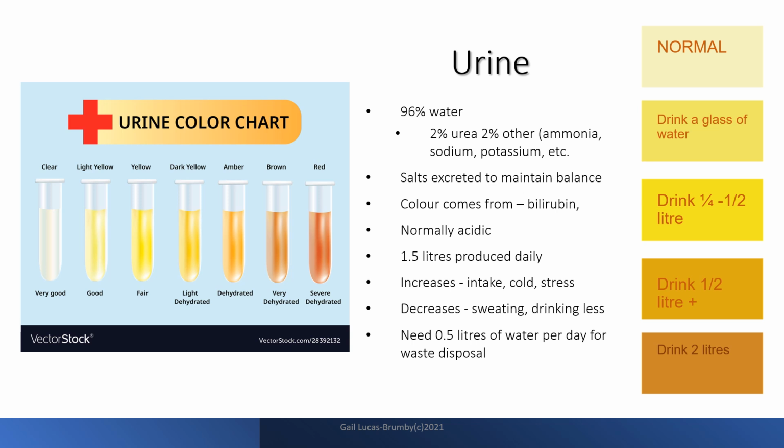Normally our urine is a little acidic. We produce about 1.5 litres a day. That's often a question in the ITEC exam paper, as is what percentage of water we would find in urine. The amount increases when we drink more, and when it's cold, and when we're stressed, so we produce more urine then. It decreases when we're sweating a lot, because if we're losing a lot of fluid through sweat, we have less to get rid of in urine. And if we're dehydrated and drinking less, then we'll decrease the amount of urine we produce as well.